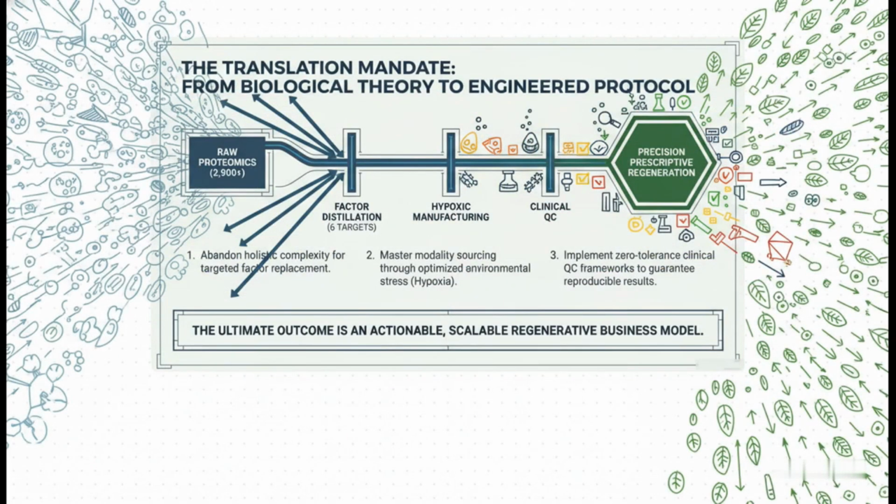So, this is the translation mandate. We started with a raw, chaotic noise of 2,900 factors. We distilled them down to 6 actionable targets. We engineered hypoxic manufacturing to actually produce them. We pushed them through the zero-tolerance QC gauntlet, and we arrived at precision prescriptive regeneration. This isn't just a scientific paper anymore. It is an actionable, scalable, regenerative model.